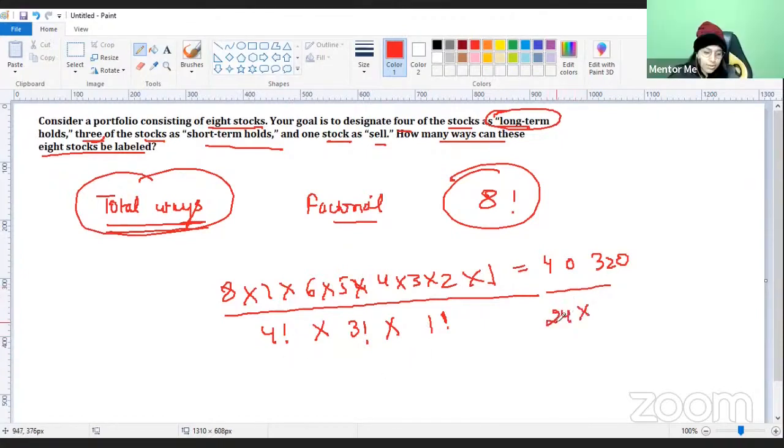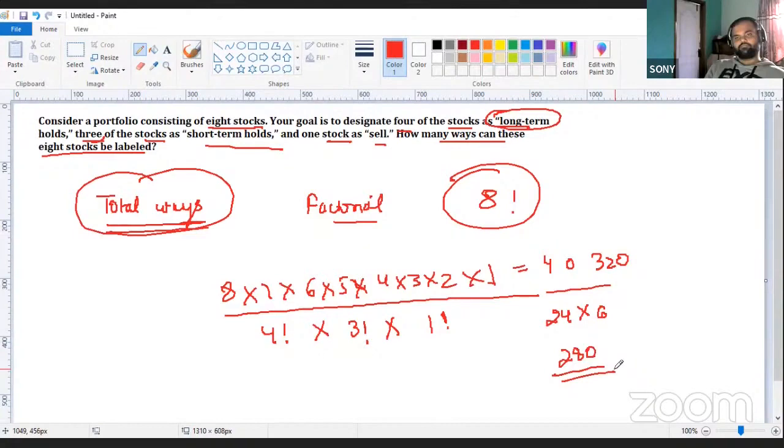24 and 3 factorial gives 6. So if we divide this, what do we get? 280. So there are 280 ways to arrange the stocks and give them long term, short term and sell labels as per the question. ठीक है, so पहले टोटल वेज निकाले, डिवाइड किया उनके लेबल के बेस से to get the final answer, right? So this is about labeling.